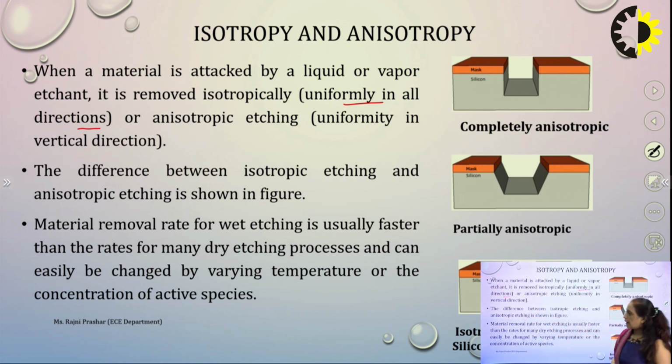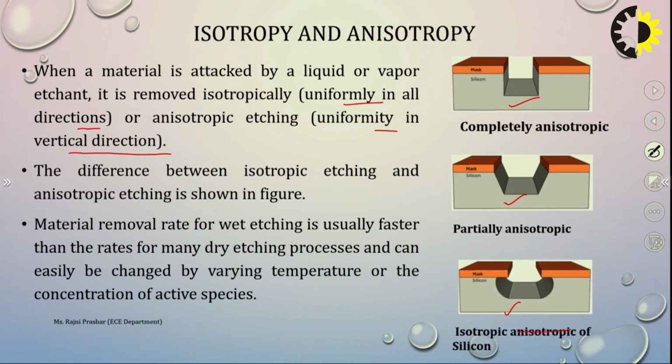And in case of anisotropic etching, it works only in the vertical direction, right? We have seen in the previous slides, it works only in the vertical direction. Here you can see the example of anisotropic etching. Here it is partially anisotropic etching and this is the isotropic etching. The material removal rate for wet etching is usually faster. Wet etching takes place at a very fast rate, whereas dry etching may take some time, but the etching will be very proper.